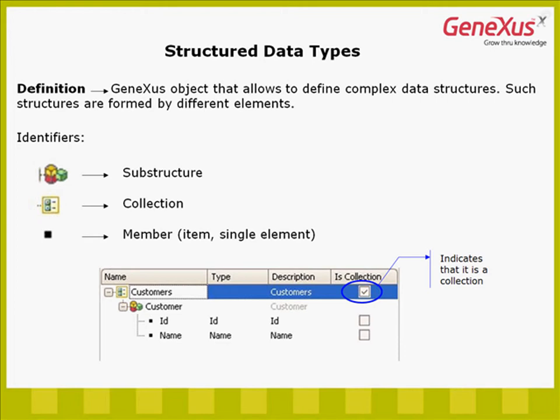If we take a look at this image for a second, here we are looking at an example of a collection of customers. Here we have the collection icon above a customer substructure. Our customer is made up of an identifier and his or her name. So what we have here is a collection of customers, each with an identifier and a name. We'll return to our user control example and see that GeneXus automatically creates the SDT we are looking at.